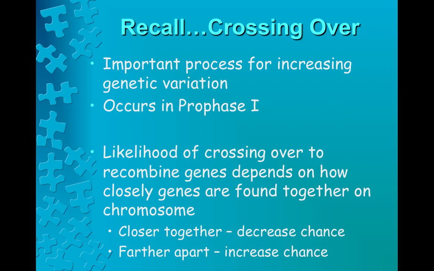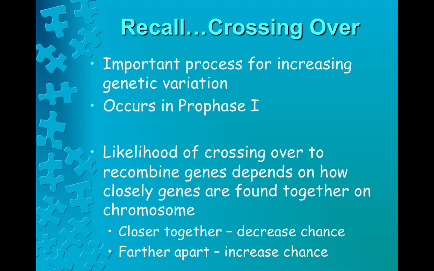Now, he's working with fruit flies, which have only a very small number of chromosomes and a very small number of genes, and so it's relatively simplistic to figure it out. But what he figures out is that if a gene is located really close to another gene, chances are that those genes will stay together during a crossing over event. All right?